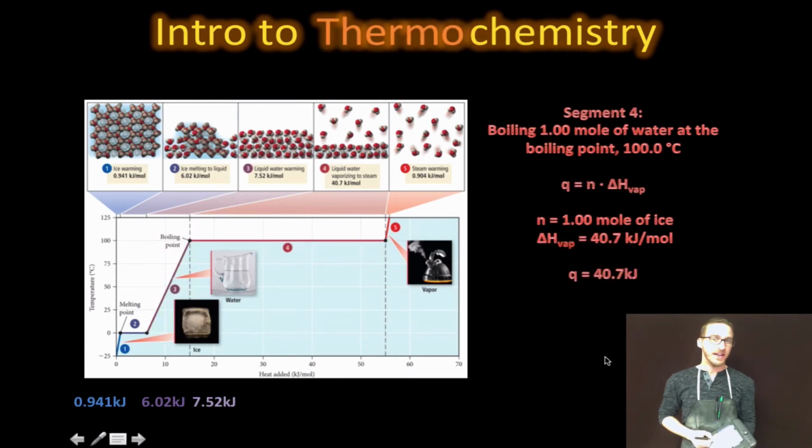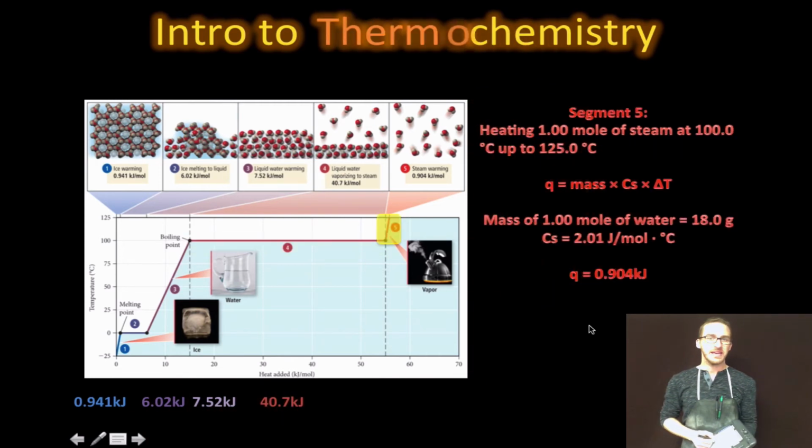Next, we've got to take all of that liquid water and get it to evaporate, or turn into the vapor phase. Once again, in this phase change or plateau region, there is no temperature change. In this case, we're going to use the molar heat of vaporization, which is given to us as 40.7 kilojoules per mole. Boom.